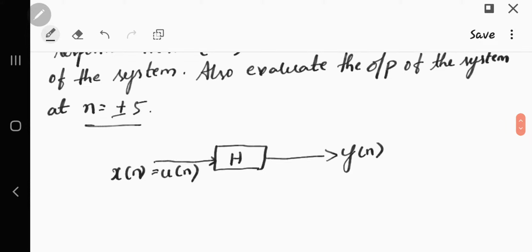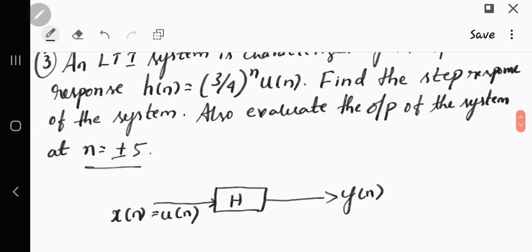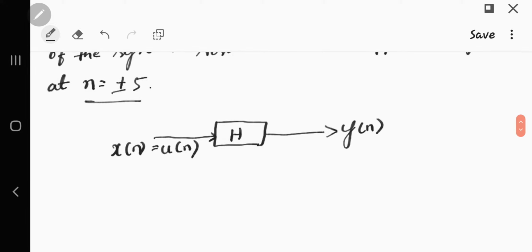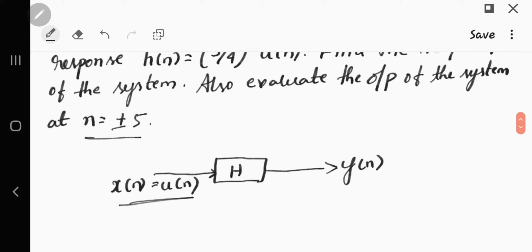Now here they are asking you to find the step response of the system. That means the output of the system is a step response. Now to get the step response, you have to apply an input that is a unit step function. So this you have to clear. That's why x of n is not given. They are just asking you in another way, find the step response of the system. So the input of the system will be a unit step function. That means our x of n is equal to u of n, and h of n is given, and in between the system it will be convolved to get the output y of n.